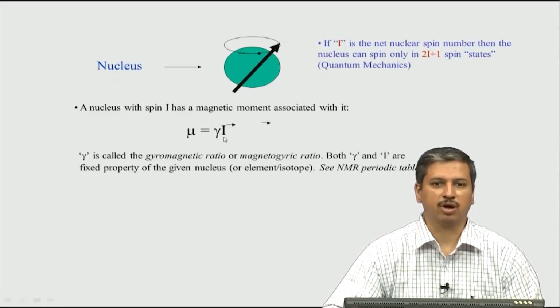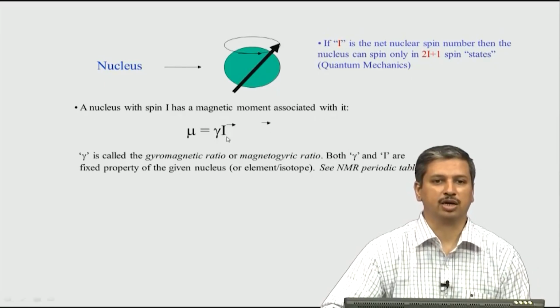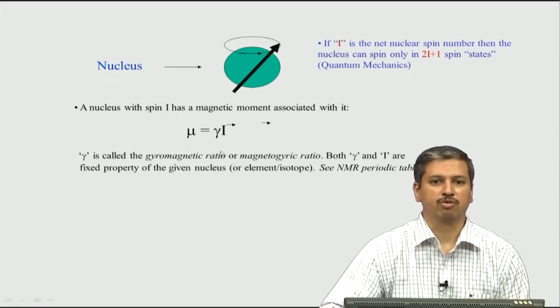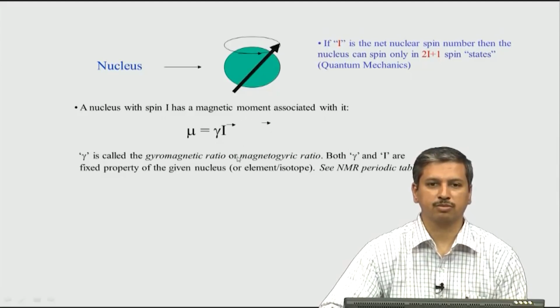So, this is the gamma, and the next term here is the nuclear spin angular momentum, that is called I. Now this mu is a vector quantity because it has a direction, and similarly I is a vector quantity because it has a direction. So, therefore, I can split this into 3 components, that is Ix, Iy and Iz, and we will look at that now.